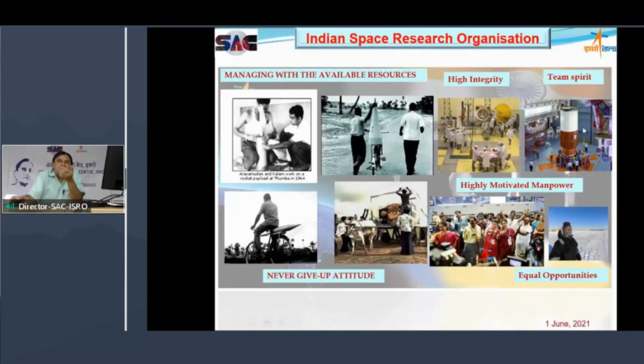People are highly motivated. You will see even girls and ladies working late into the night, coming in shift duties. All these things are the hallmark of ISRO culture. We give equal opportunities to ladies also. Any problem we face, problems will anyway come. As you would have seen during the Chandrayaan lander launch, we almost succeeded, but we failed at the last mile. We will succeed next time. Chandrayaan 3 is almost getting ready, and by early next year we are sure that we are going to succeed. This never-give-up attitude is one of our features.